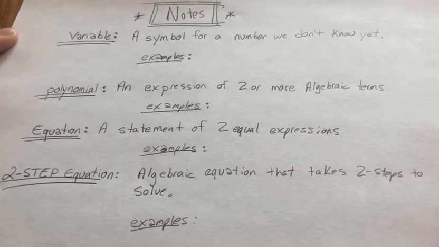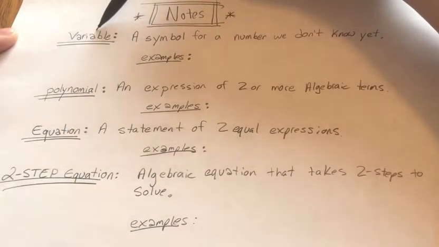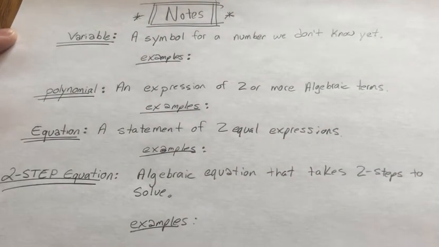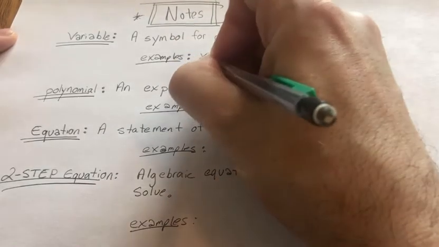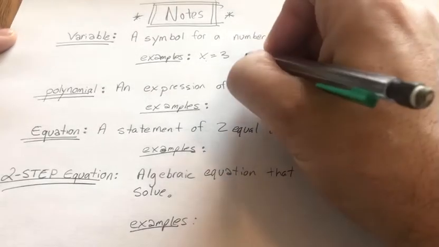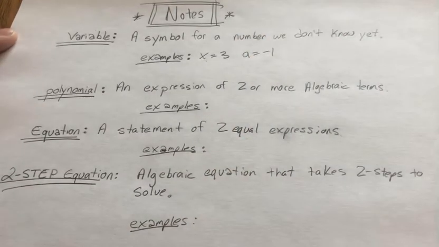The first note that I want you to be able to define would be the note for variable. You've heard this before. A symbol for a number we don't know yet. In algebra, a lot of the time we're trying to find out what x equals. So x would be a variable, or sometimes it's what a equals, and it will be a variable, a.